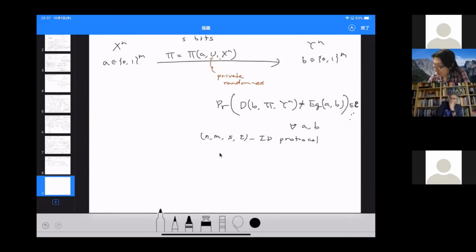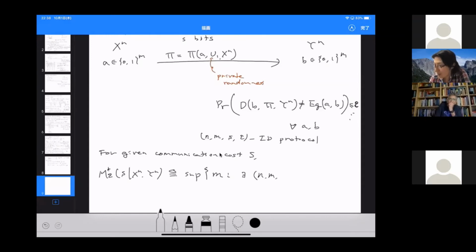Okay, and for given communication cost S, we define M epsilon star of S given Xn, Yn. So we define this as the supremum of the length of the domain such that there exists an (S, epsilon) ID protocol. So for given communication cost, we would like to maximize the length of the domain size.